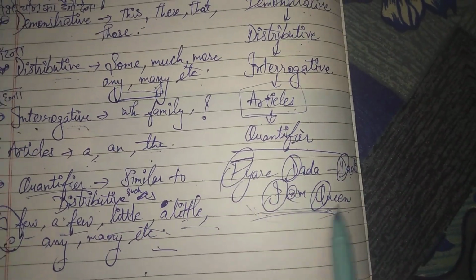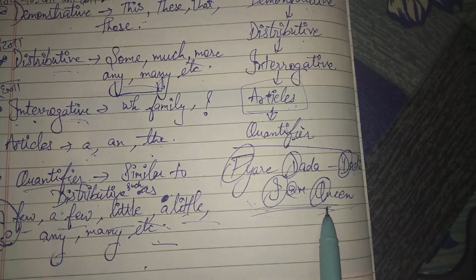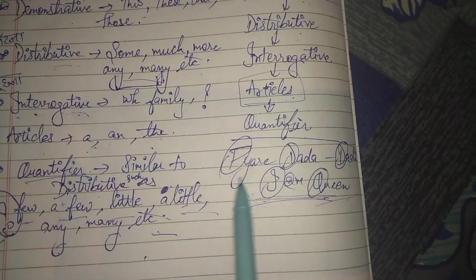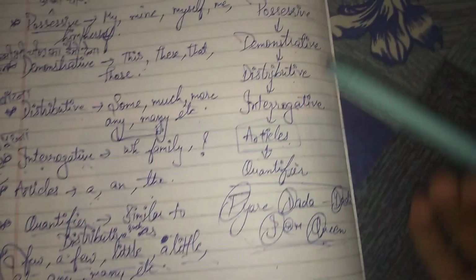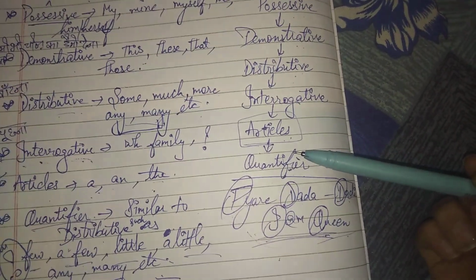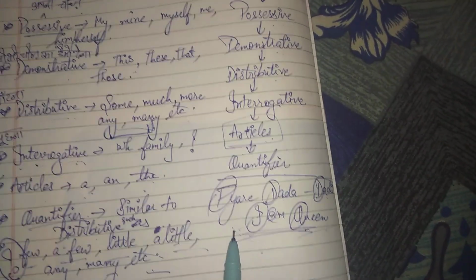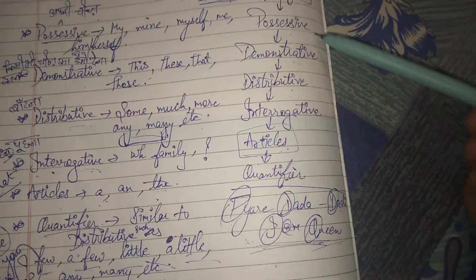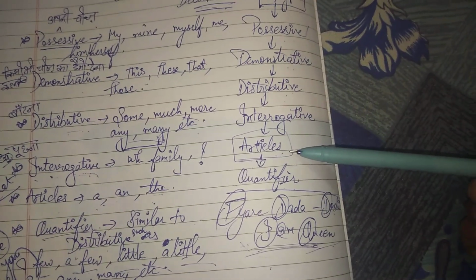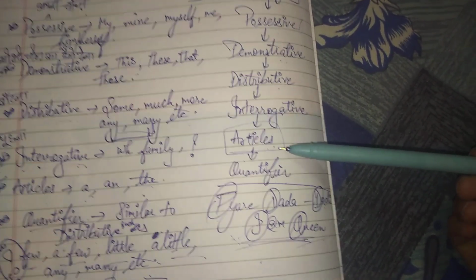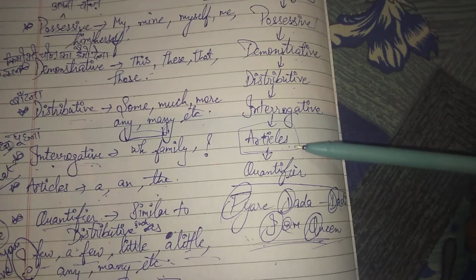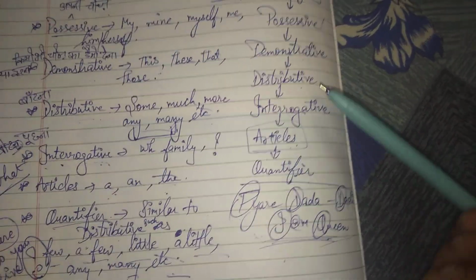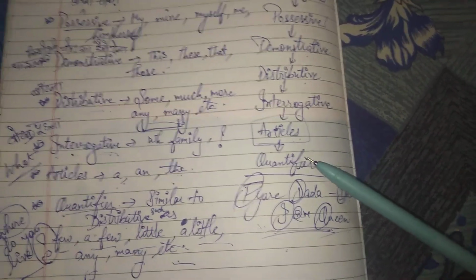learn this one line, Pyare Dada Dadi, I am twin. As you all are seeing here, the first letter of each word gives the types of this topic. So if you know this line, then definitely you will not forget the types of this topic, because these are the easy ones: possessive, demonstrative, distributive, interrogative, articles, quantifier.